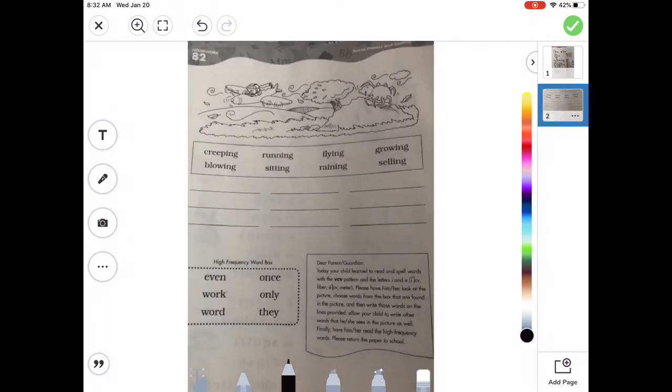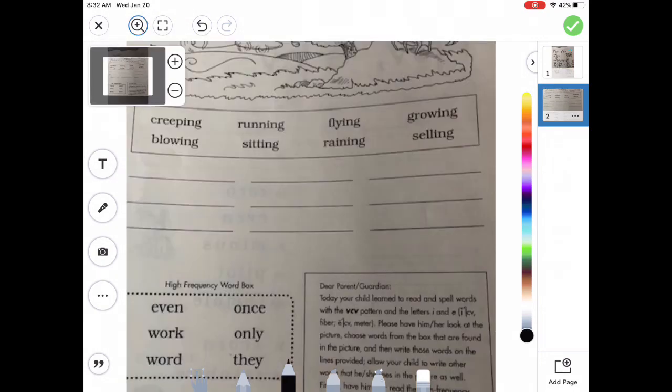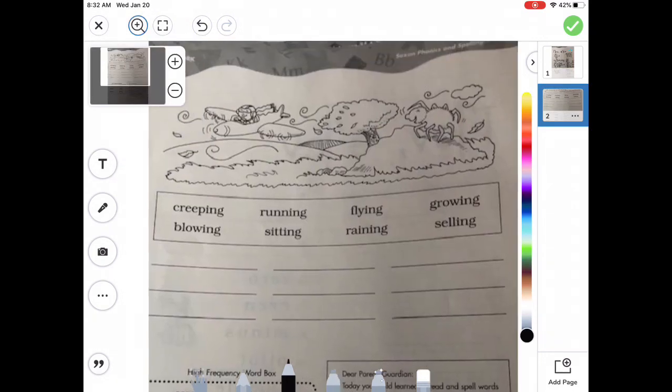All right, on the back, what we're going to do is we're going to look at this picture. And we're going to see what of these words we can see happening in the picture, okay? So let's try to sound them out. They all have ing, so these are all verbs. So creep, creeping. Do you see anything creeping? Look over here. The spider is creeping. Very good.